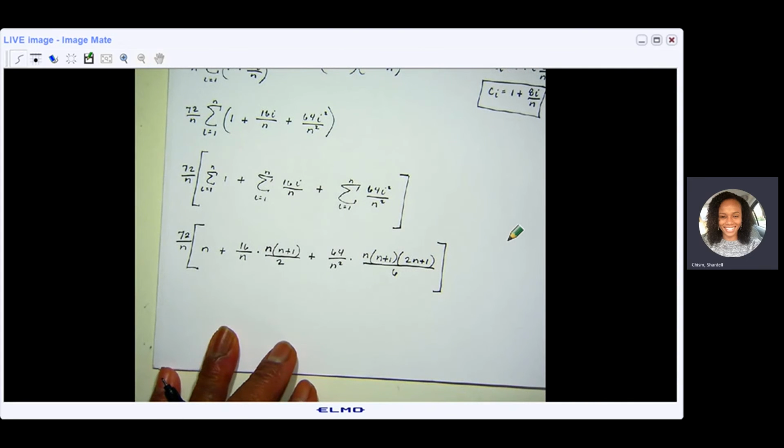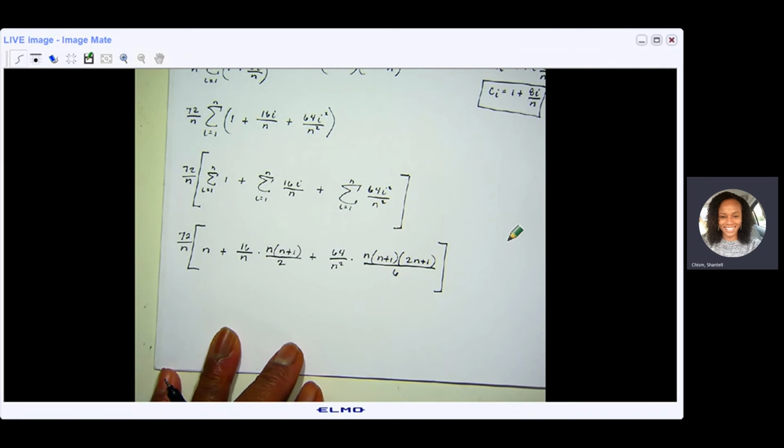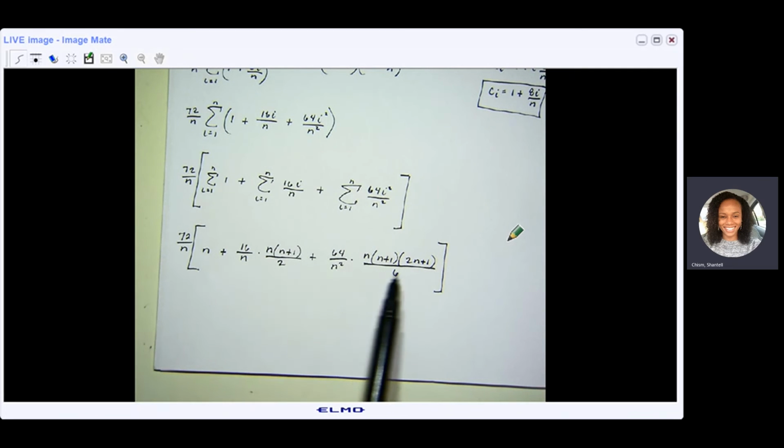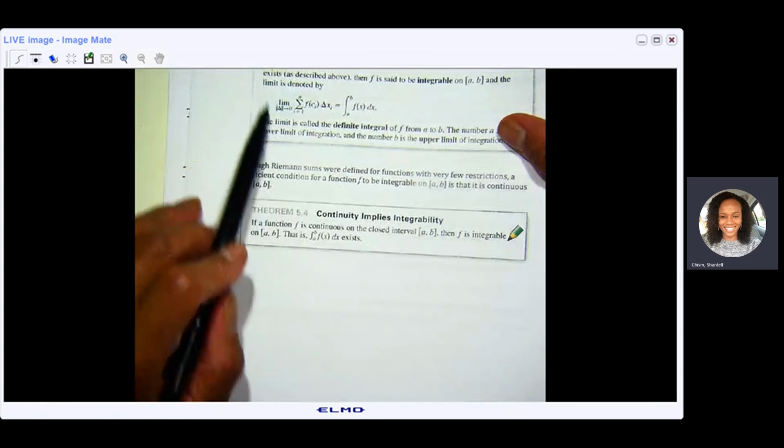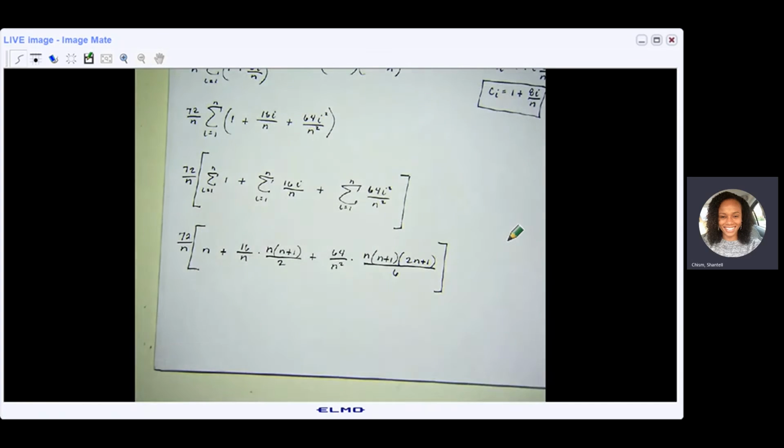So at this point, we're just trying to clean this up. Let's see what we've got, and then we'll finally be able to take the limit as n approaches infinity. We'll be able to finally see where this is headed, okay? So remember, the integral is equal to the limit of the Riemann sums. Let me make sure you're clear on that. I don't have the limit written out front like I should have.